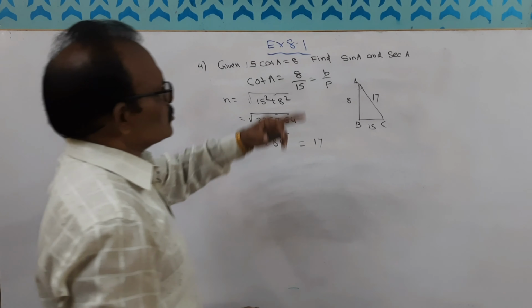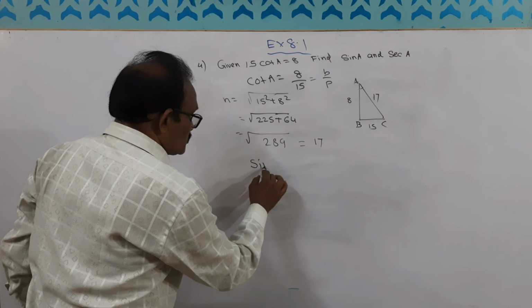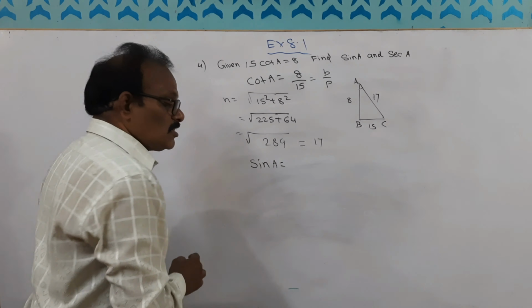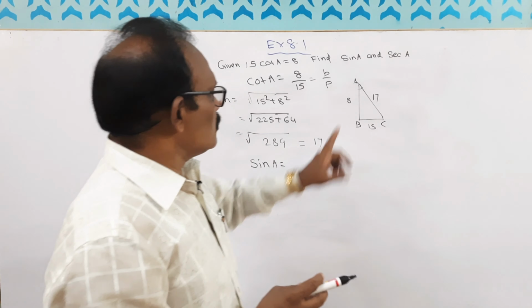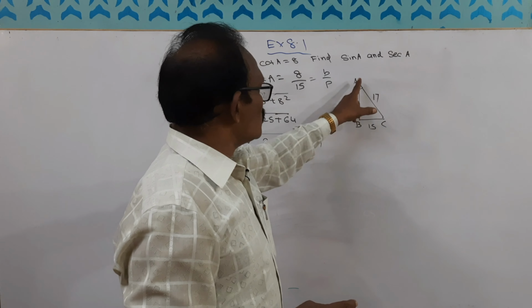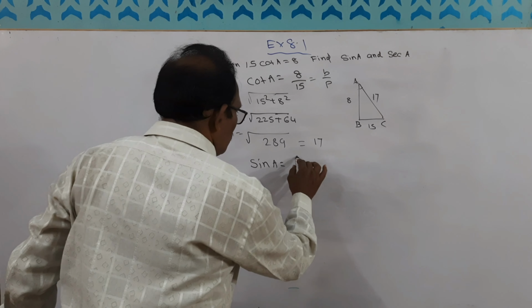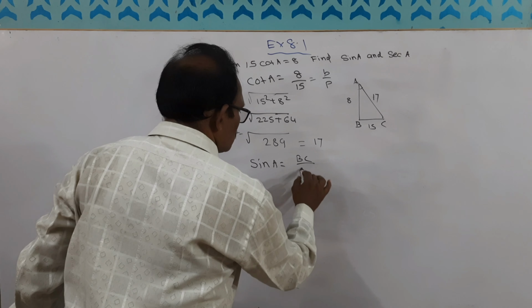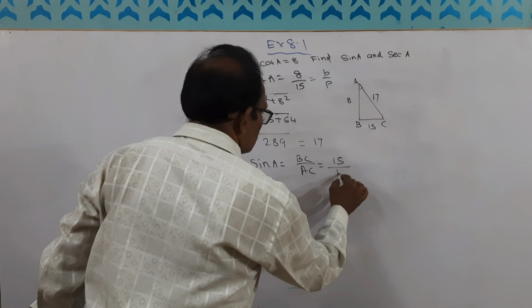Now come to the question. What was asked in the question? Sin A. Sin A is nothing but P by H. Now, sorry, for A this is the base. So according to the figure, this is BC by AC. BC is 15 by 17.